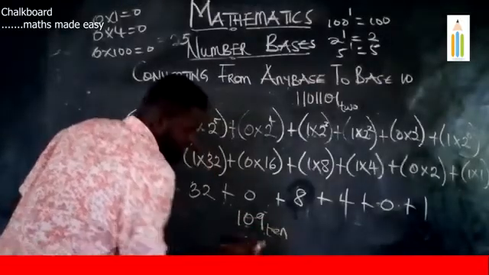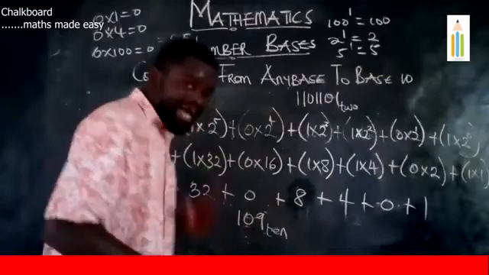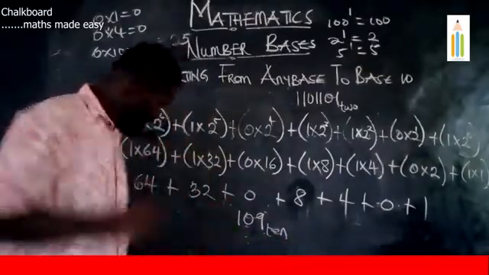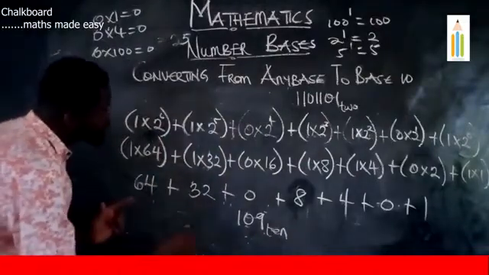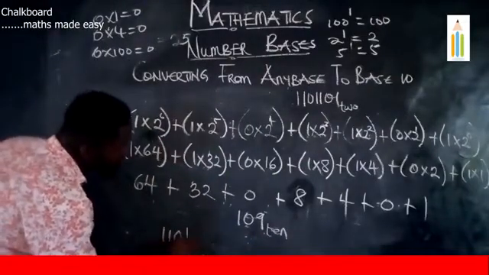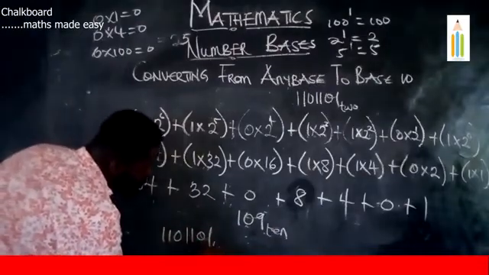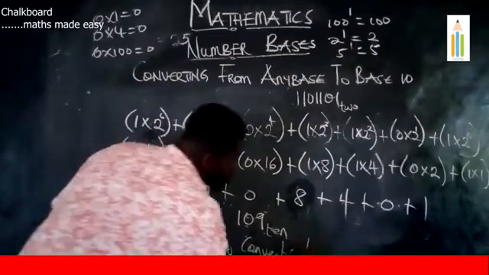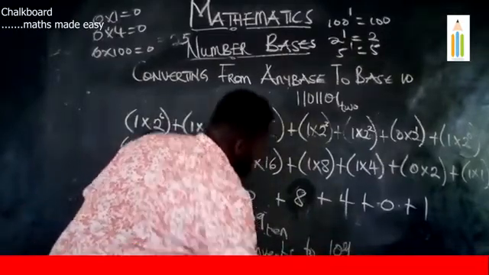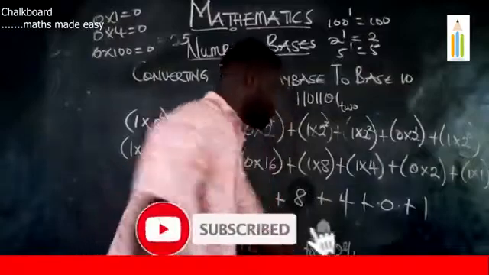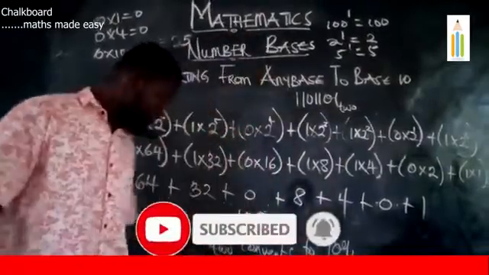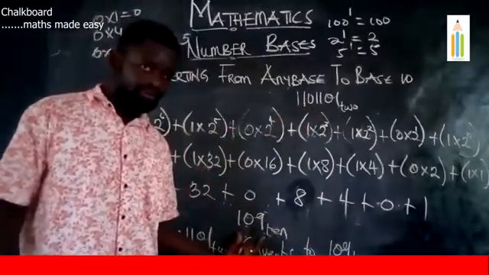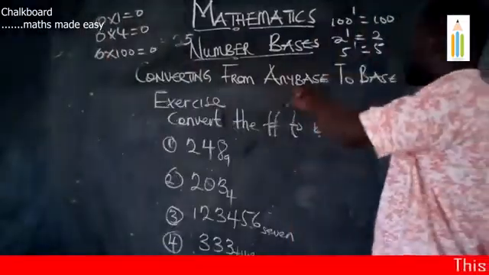Already in base 10. If I don't write the base 10, it's still in base 10. I said it's only in base 10 that we can choose to write the 10 or not. So our final answer, this is how we put it. We put it as 1101 base 2 converts to 109 base 10. Or I can choose not to write the base 10. So this is our final answer with the converting from this to base 10. Are we good? Now, we are done with converting from any base to base 10.